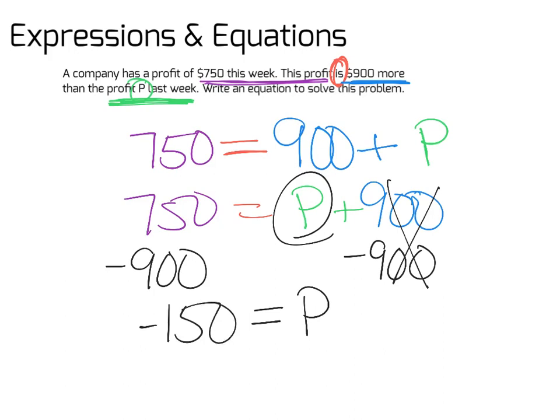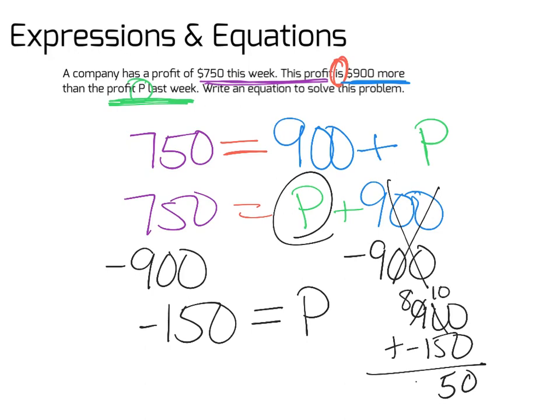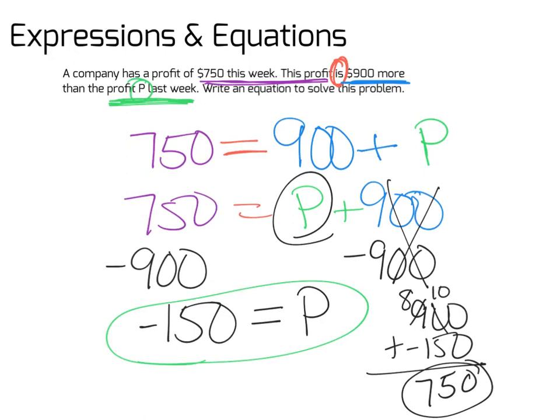So this week's profit is $750. This profit is 900 more than the profit of last week. So if I take 900 plus my negative 150 of last week, do I get this week's total? I do. I got this week's total. So I can plug my numbers back in to see if I get the correct answer. But yes, P equals negative 150.